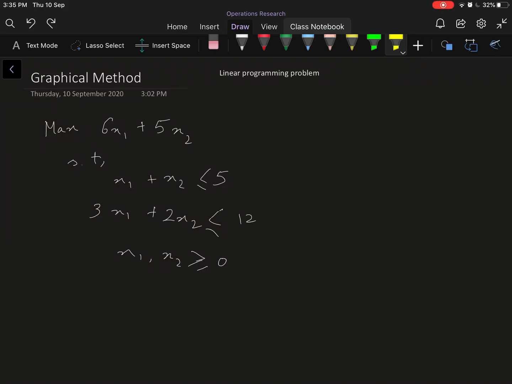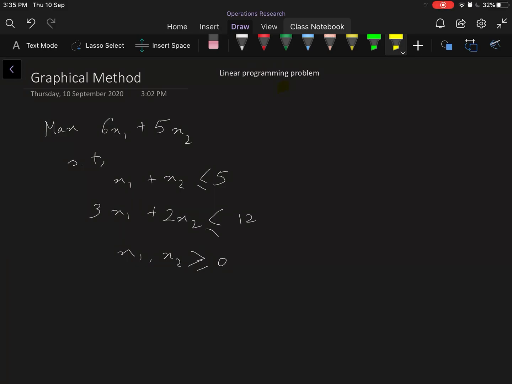Hello all, and today we shall continue with our discussion on operational research. The problem that we'll be studying today is known as linear programming problem, and the method that we shall be studying today is known as a graphical method. So first, let's understand what a linear programming problem is.